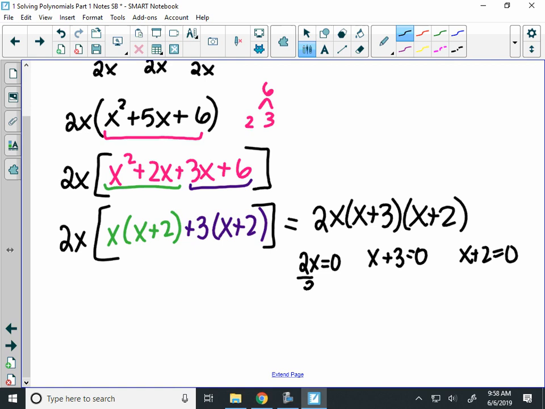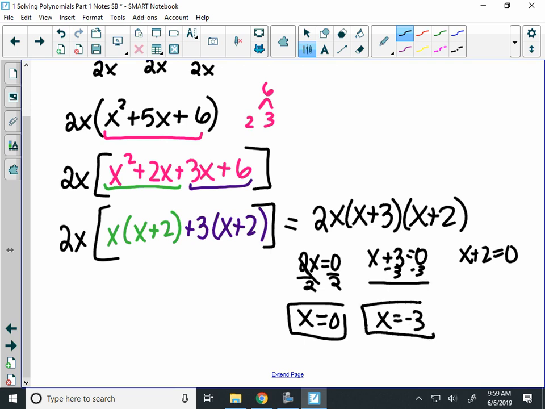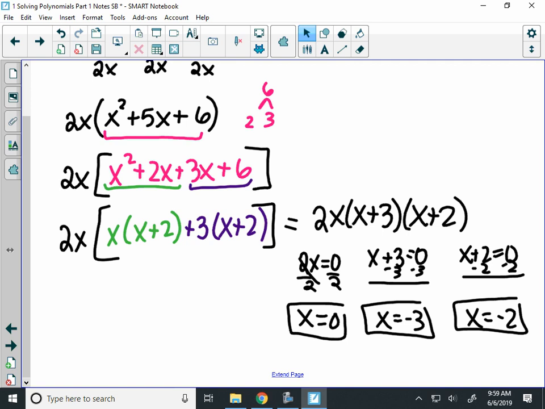The first one I have to divide by 2 right now, but that still gives me a root of 0. Here I subtract 3, and I get a root of negative 3. And finally I subtract 2, I get the last root of negative 2. And that'll be your factored form.